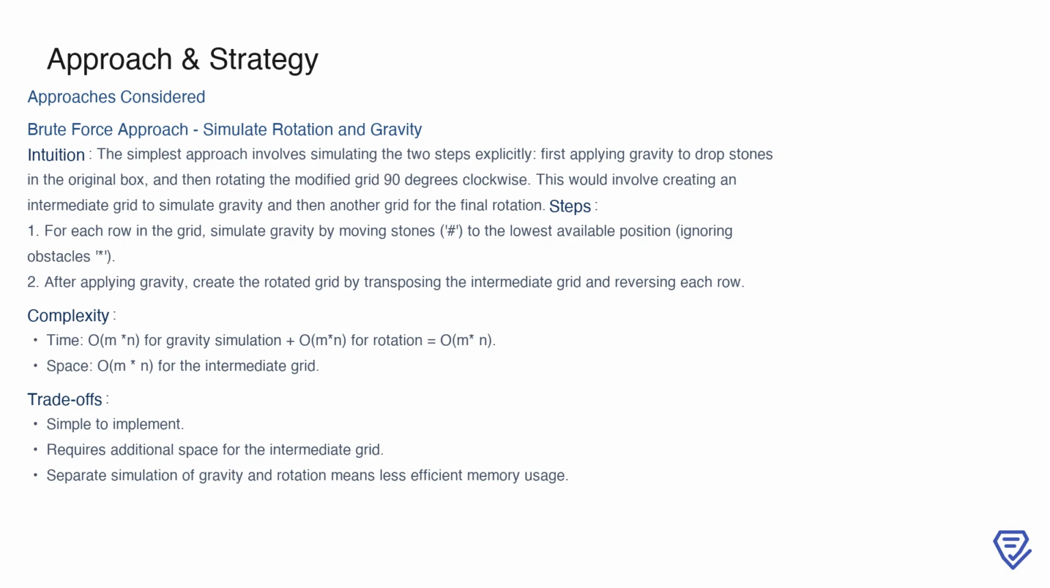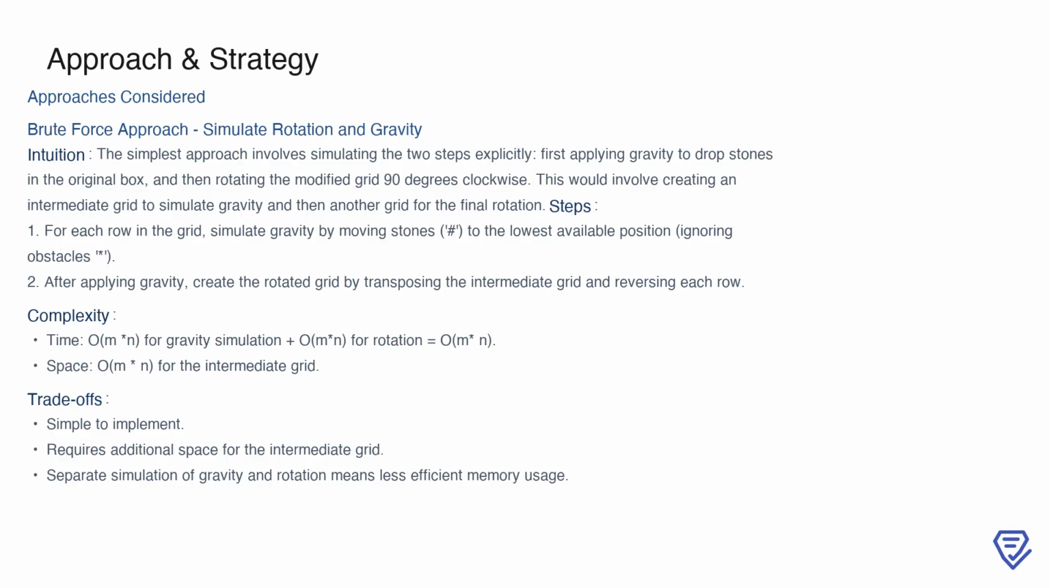Once gravity has been applied, we rotate the modified grid by transposing it and reversing each row to achieve the final result. While this approach is straightforward and easy to implement, it requires creating an intermediate grid to simulate the gravity step and another grid for the rotation, making it less efficient in terms of memory usage.